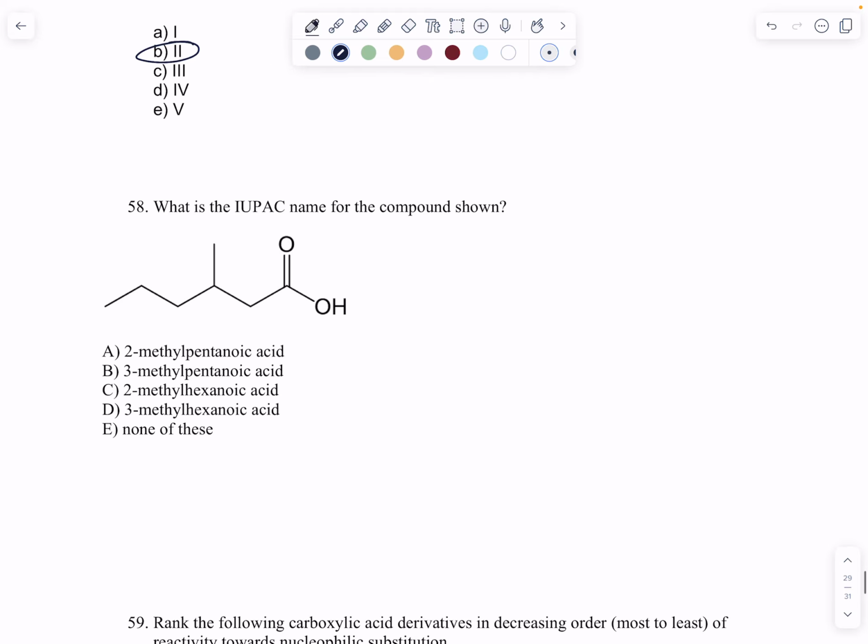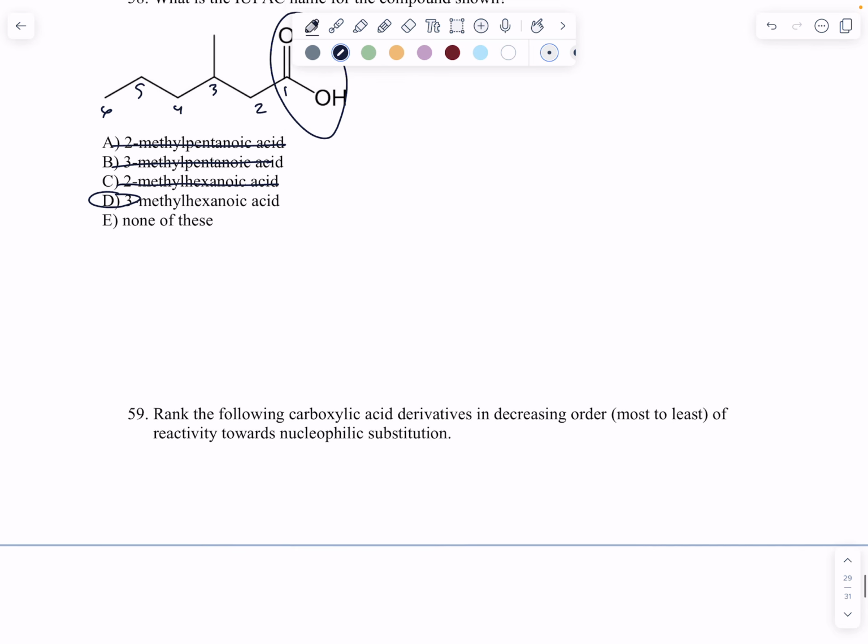Okay, what is the IUPAC name for the compound shown? Your carboxylic acid has to be number 1. We have 6 carbons. We can get rid of anything other than 6, so get rid of these. We've already got that, so we just basically need 3 methyl, and that's good to go.